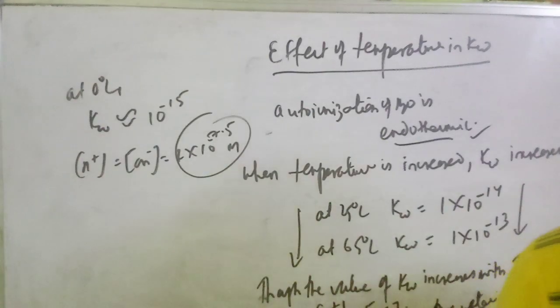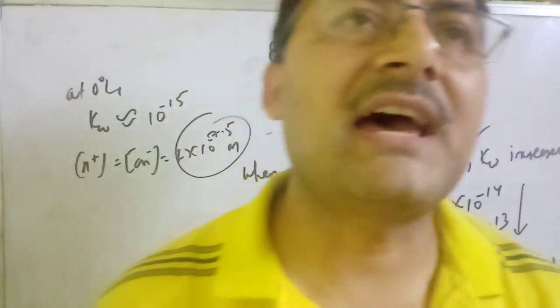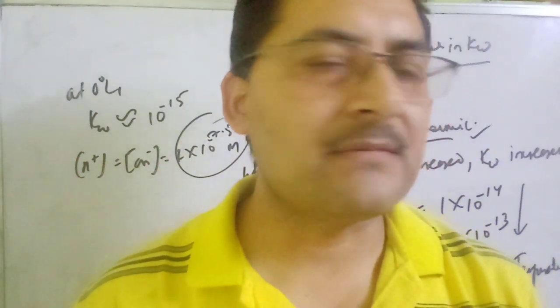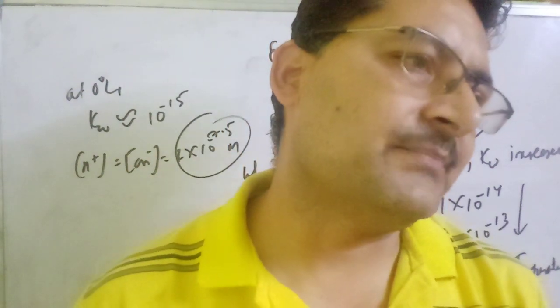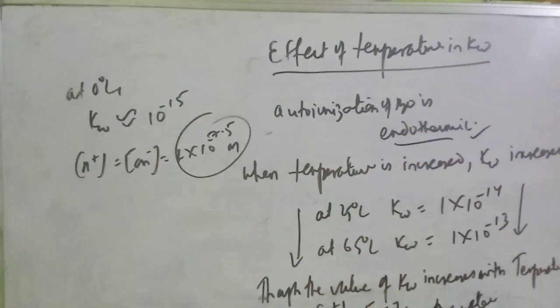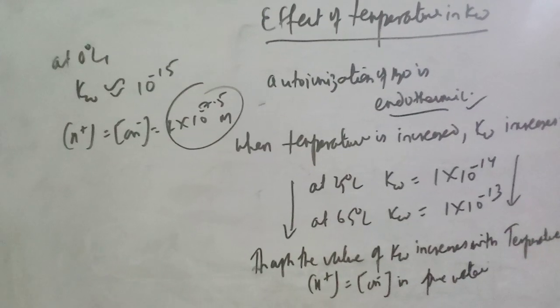So friends, in today's video, I have described the autoionization of water, the significance of Kw, the ionic product of water, and the effect of temperature on the ionic product of water. These three things I have talked about. I think surely you knew about it. Hope that you knew about all these things.